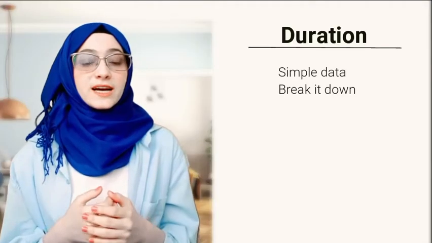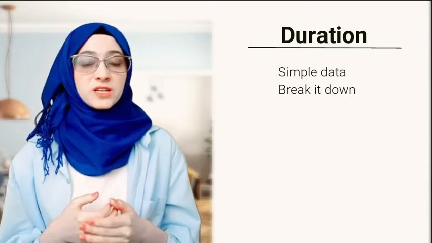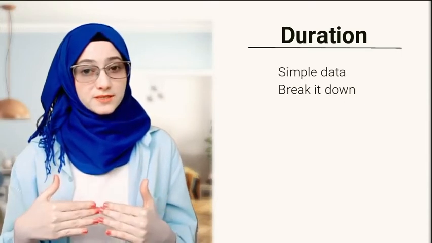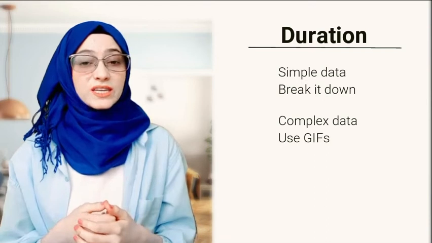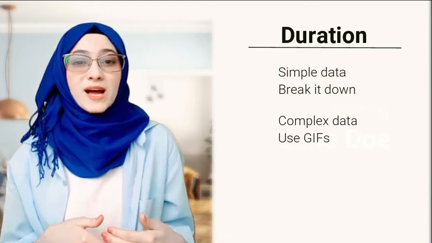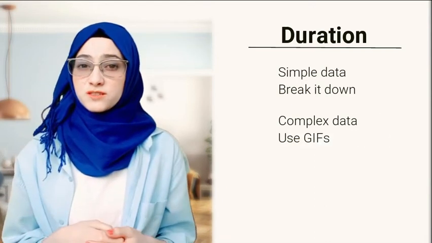Too fast impedes your audience's understanding, and too slow wears out the story. The secret is to balance the complexity of your animation with timing. For simple data, you can break down your animation into short logical steps. For more complex data, you can use repeating GIFs to avoid dragging the length of your animation.